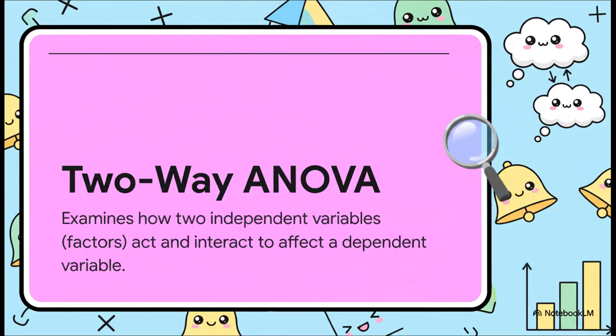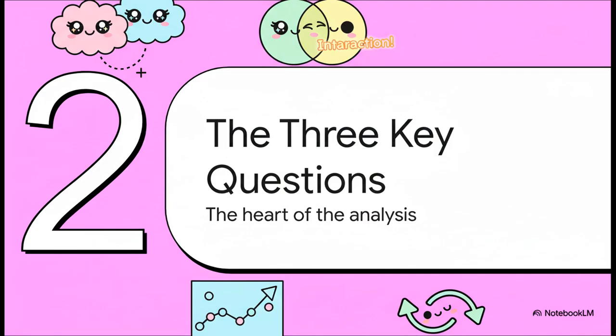So here's the more formal definition, but I want you to pay really close attention to those last couple of words. Act and interact. This is the whole ballgame. We're not just looking at two separate effects anymore. We're looking at how they might combine to create something totally new, something unexpected. The real power behind this technique, what makes it so useful, comes from its structure. It's built to answer three very specific, very important questions about our data.